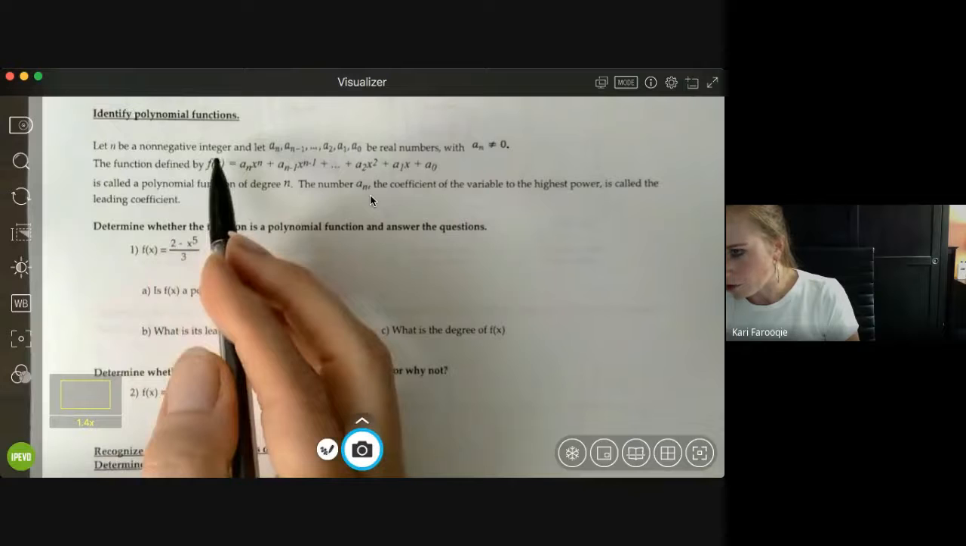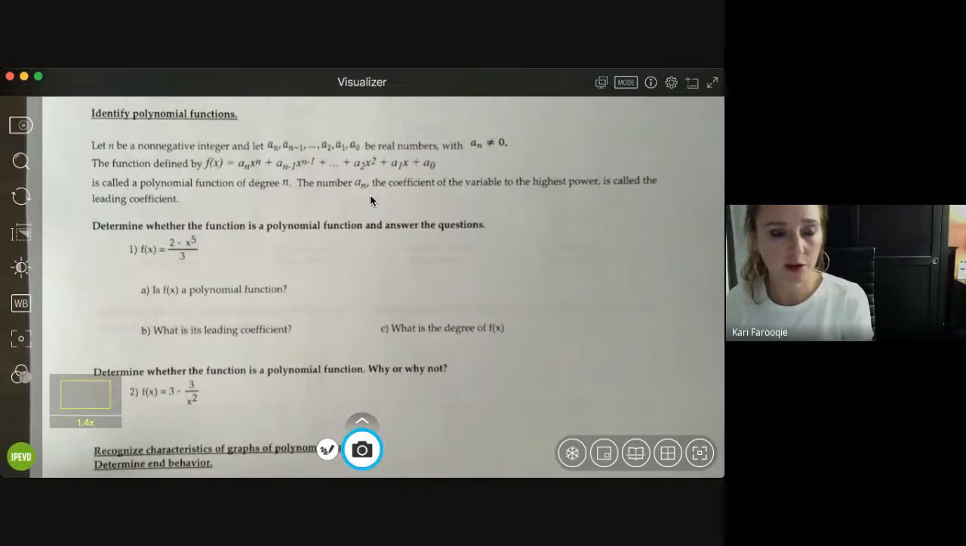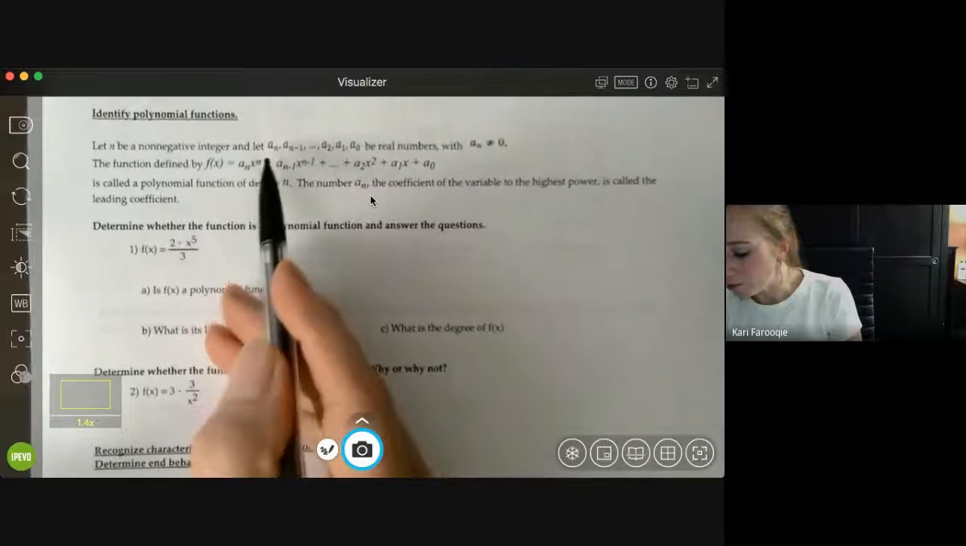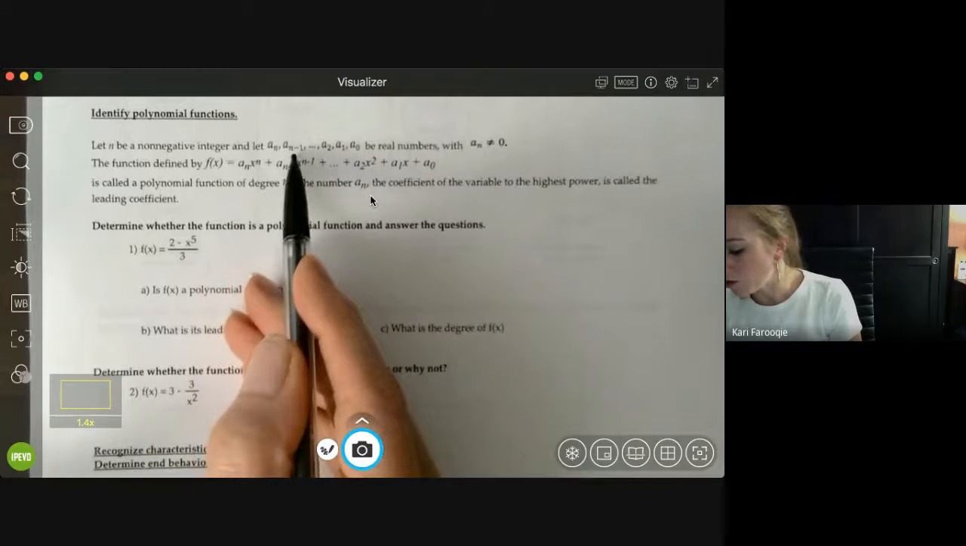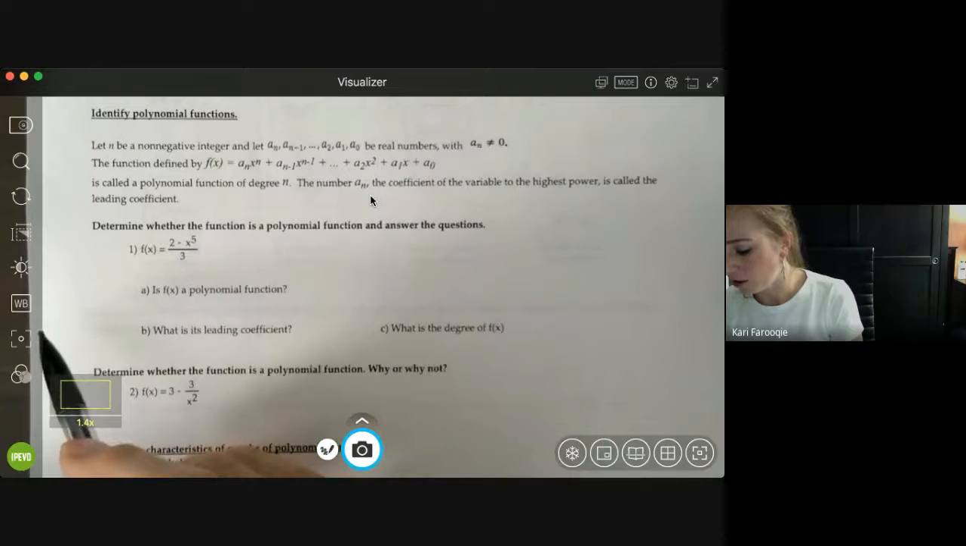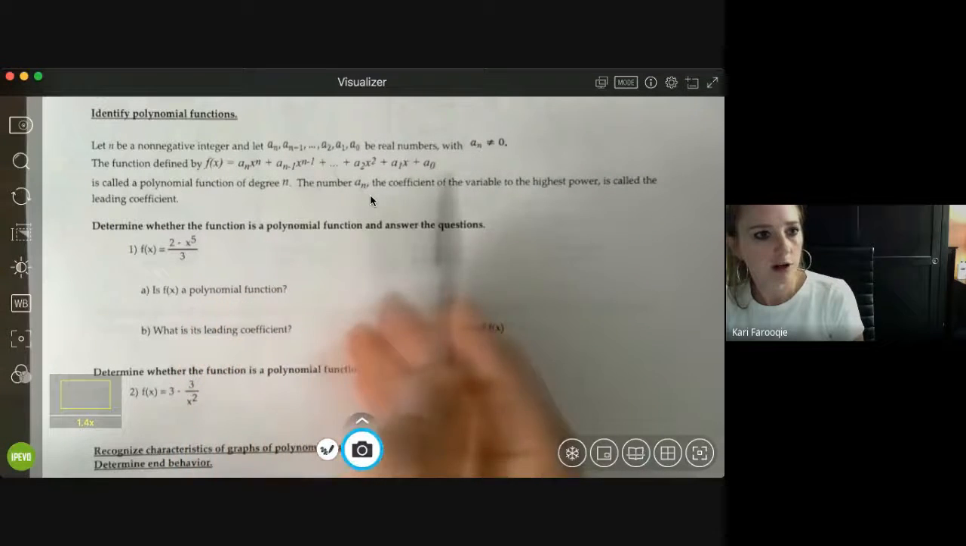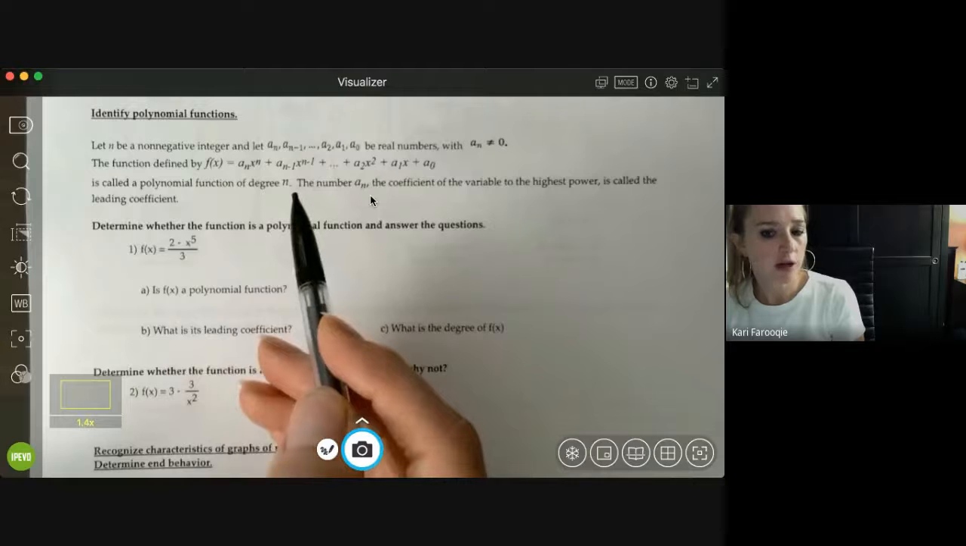Well, natural numbers don't include 0. Either way, integers. So you're not talking about values like 1/2, 0.27, nothing like that. They have to be whole numbers. And then we're letting a sub n minus 1, a sub 2, a sub 1, a sub 0 be real numbers such that a sub n cannot equal 0. The function defined by f of x equals blah, blah, blah, blah, blah, you can read it, is called a polynomial function of degree n.